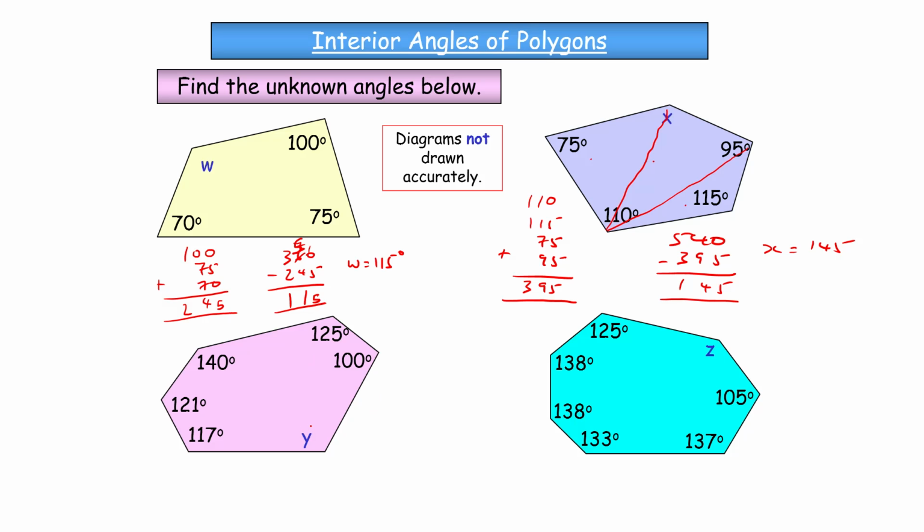And it's a hexagon, 1, 2, 3, 4, 5, 6. So that's going to be 6 take away 2, 4 times 180, which is 720. So 720 take away 603 will leave us with 117 degrees. Y equals 117. And here it's going to be 900 take away 776, leaving us with 124 degrees.